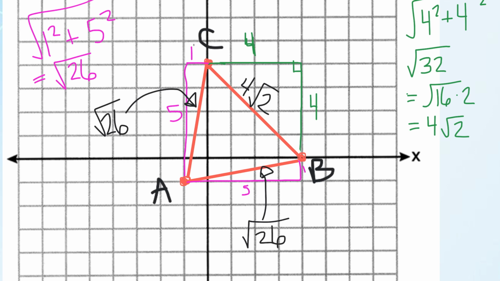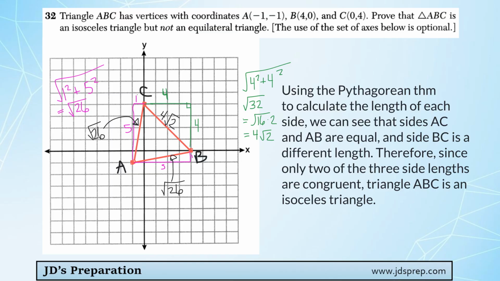With that done, we can now conclude that this is an isosceles triangle because the lines AC and AB are the same length. They're both root 26. And the line BC is different. It's 4 root 2. I'll let you read the detailed explanation I've written out there to conclude this answer.